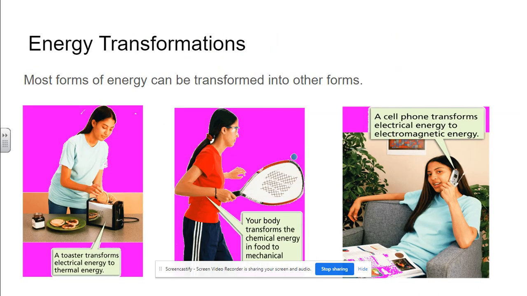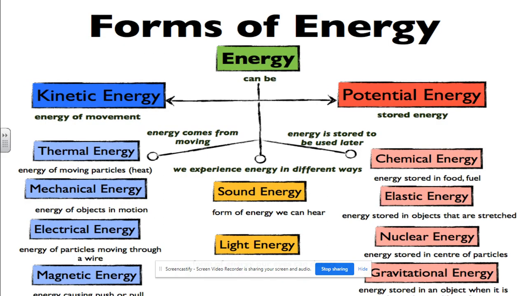Energy can also transform into forms other than potential and kinetic. It can transform into thermal or heat energy, like a toaster. It can transform into mechanical energy, like our body using food to move. And it can transform into electrical energy as well. Some different forms of energy.